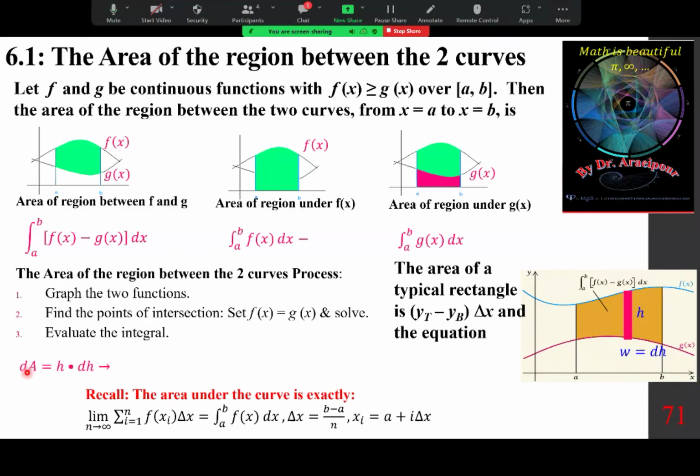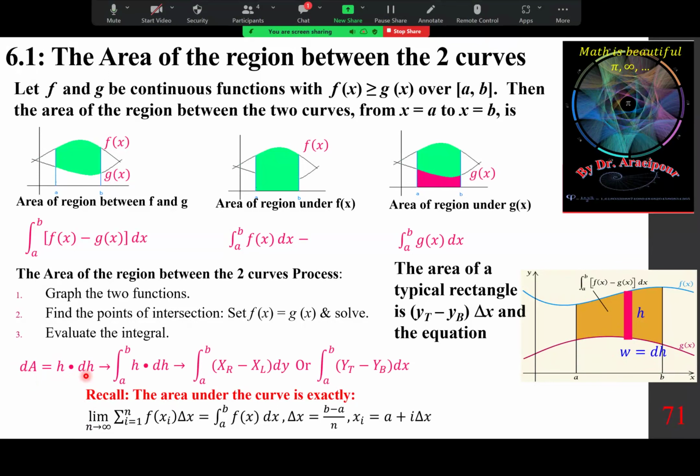Therefore, I like to say this is a typical area, h times dh. You have to figure out what is h, you have to figure out what is dh. So the integral from a to b of h dh. In this case, when one function is at the top of the other one, we get y of the top minus y of the bottom times dx. If one function is to the right of the other one, we get x of the right minus x of the left times dy. I will show you as we go through some examples. And of course, this was the definition of an area under the curve using the Riemann sum.